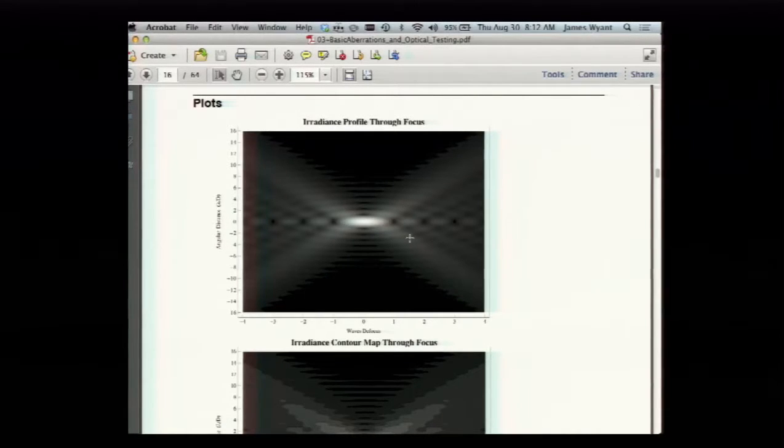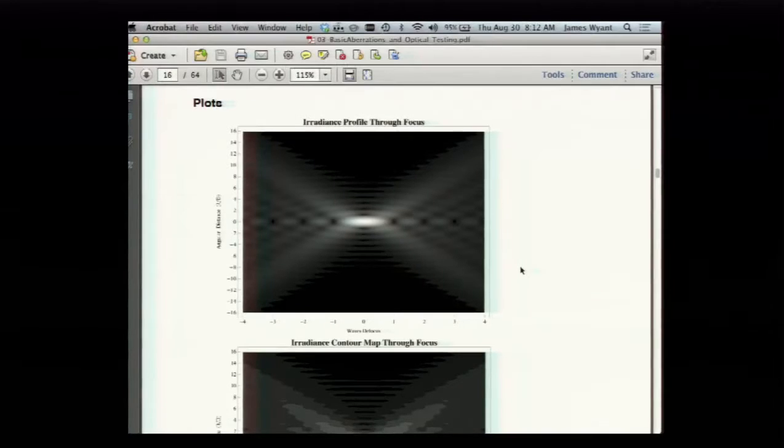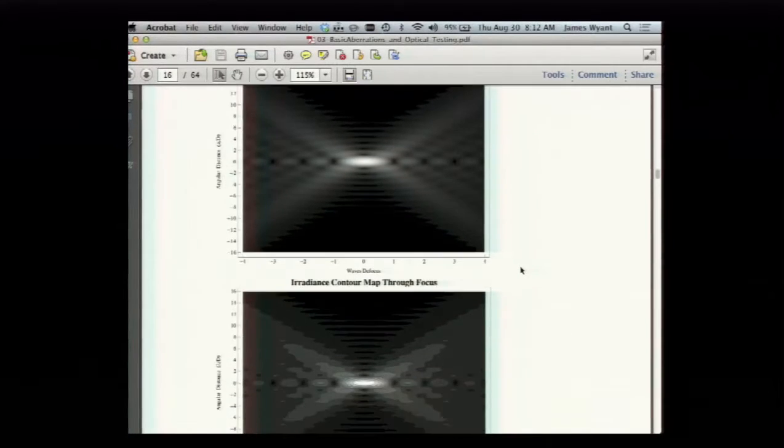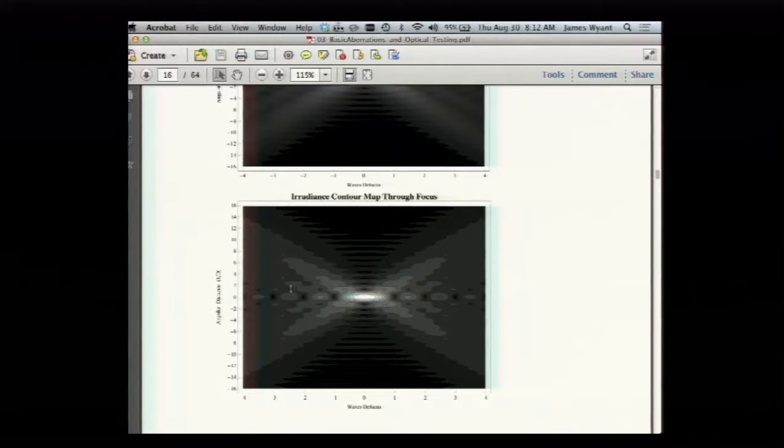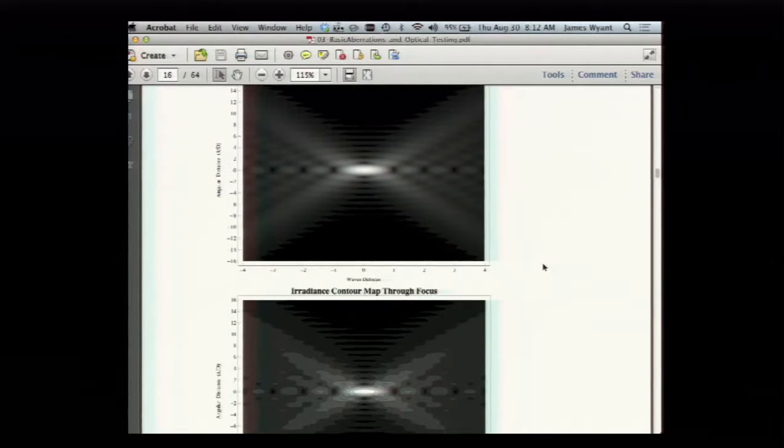So that sort of explains what's happening here. I always thought this pattern was kind of pretty. I don't know how well you see it on the screen, but I can see it on the computer and you will see it in the notes. The next plot, once you get this stuff in the computer, you just have to play. That's just a contour map through focus. And I don't know that it really shows anything that we don't show above here.